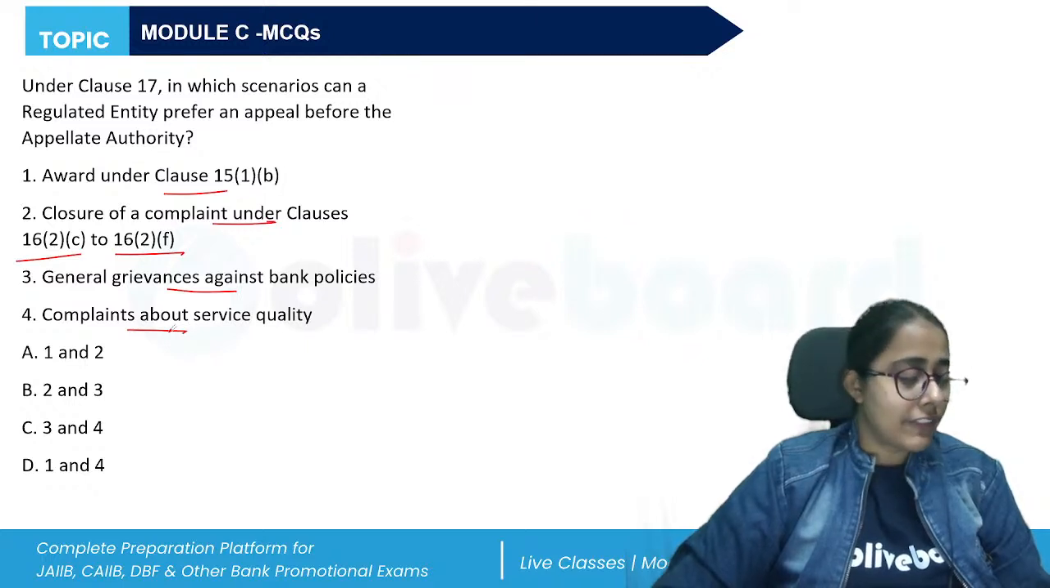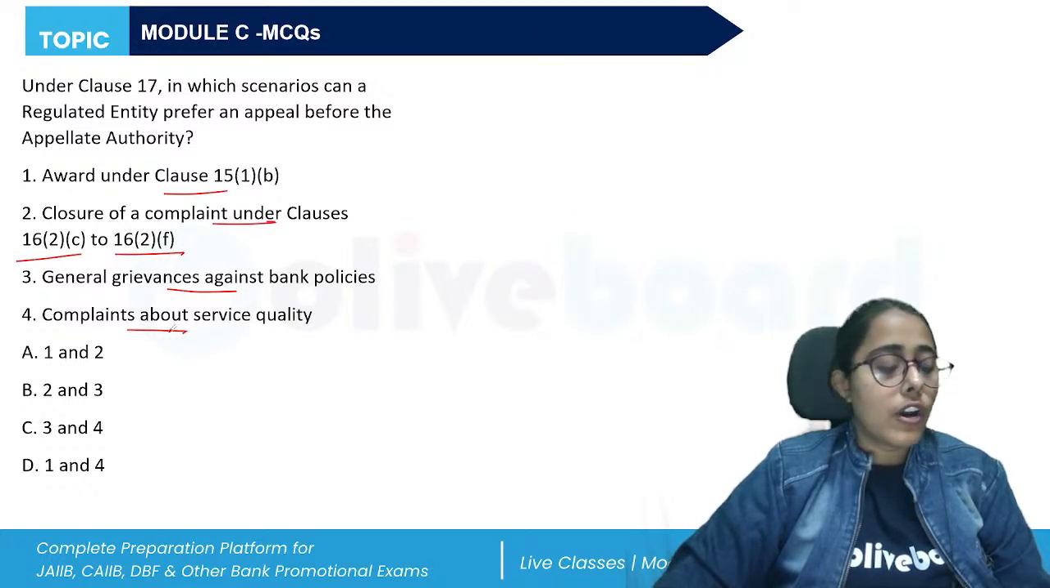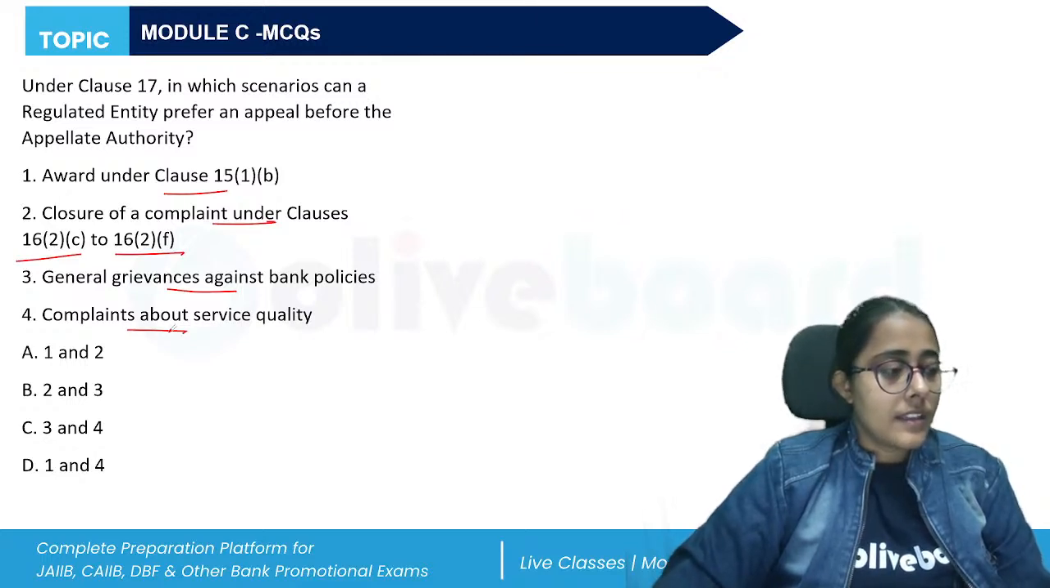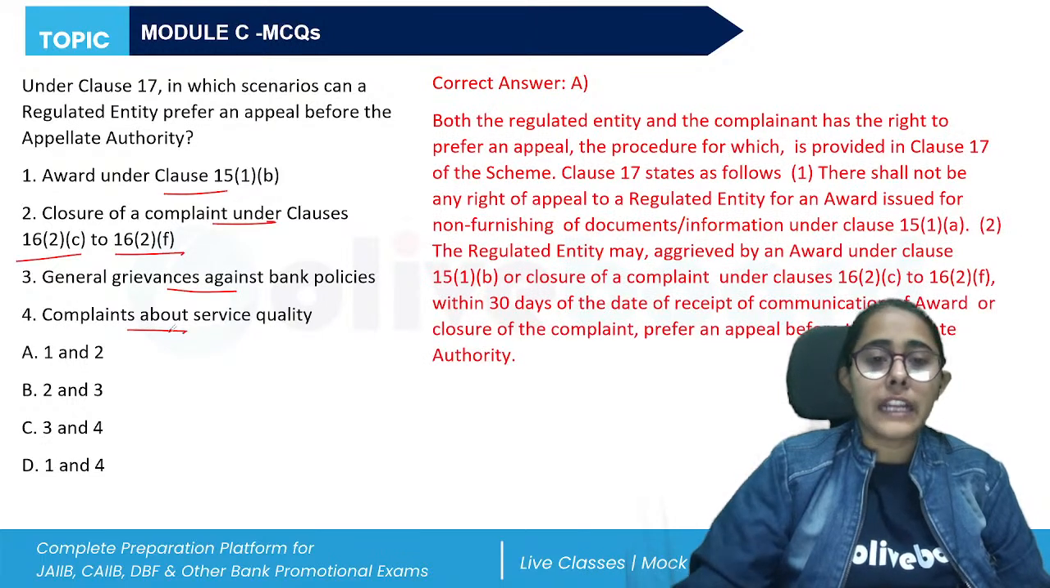And we just saw the definition of the appellate authority. I hope you remember that. So whether 1 or 2, 2 and 3, 3 and 4, or 1 and 4. Answer this question. Which of the following options is correct? A, B, C or D? So here the correct answer will be option A, that is 1 and 2.